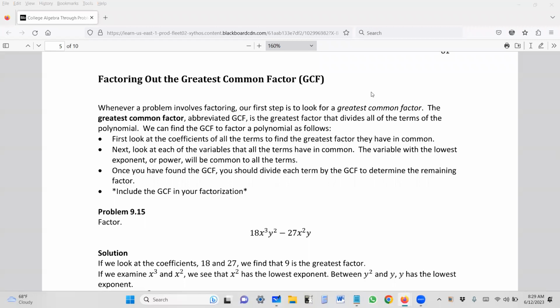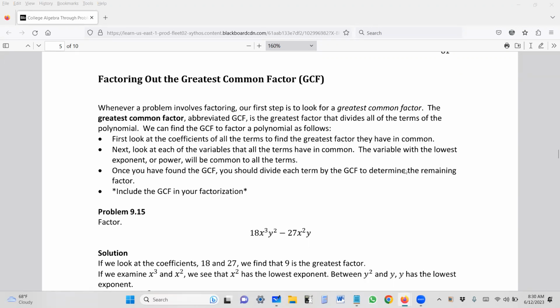Hi, hello everybody. So this is section 9, and it's our second part of this video dealing with section 9, which is factoring the greatest common factor. And we'll also see on the next video factoring by grouping. So this is the beginning of the different techniques dealing with factoring. The greatest common factor technique, which we abbreviate as GCF, is the most important one.